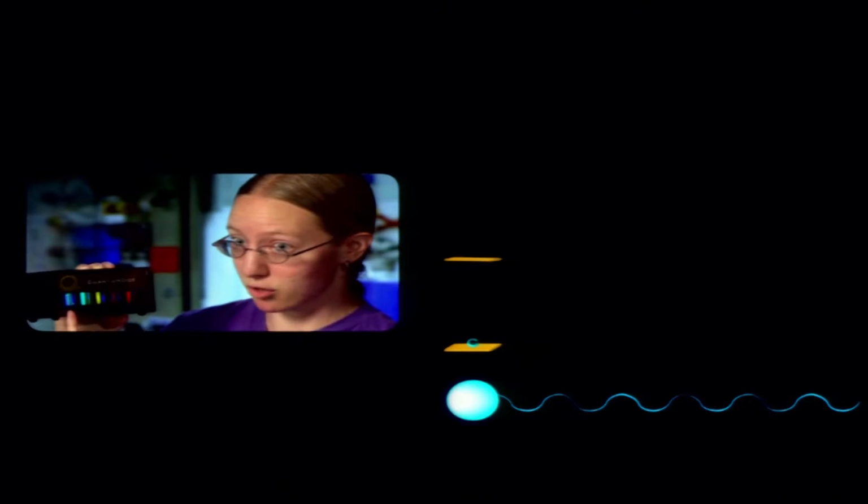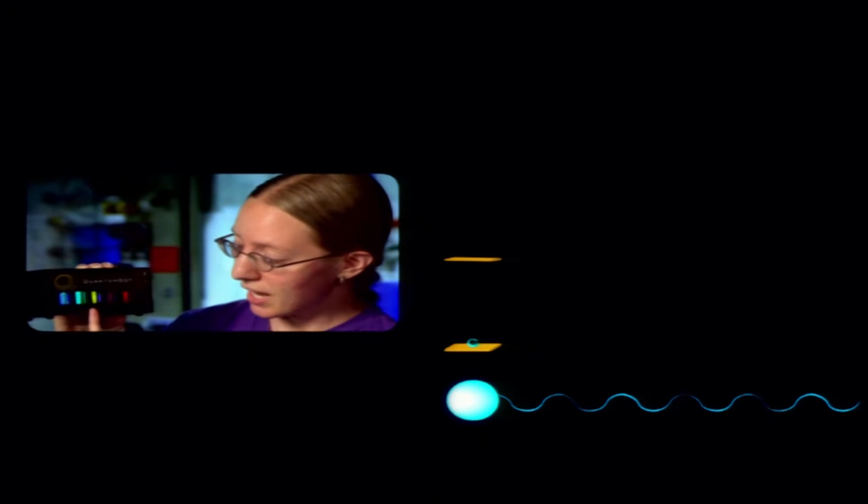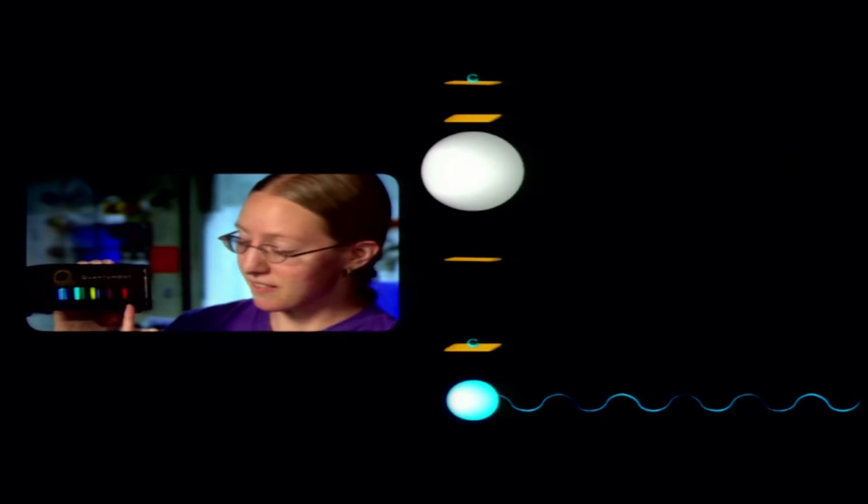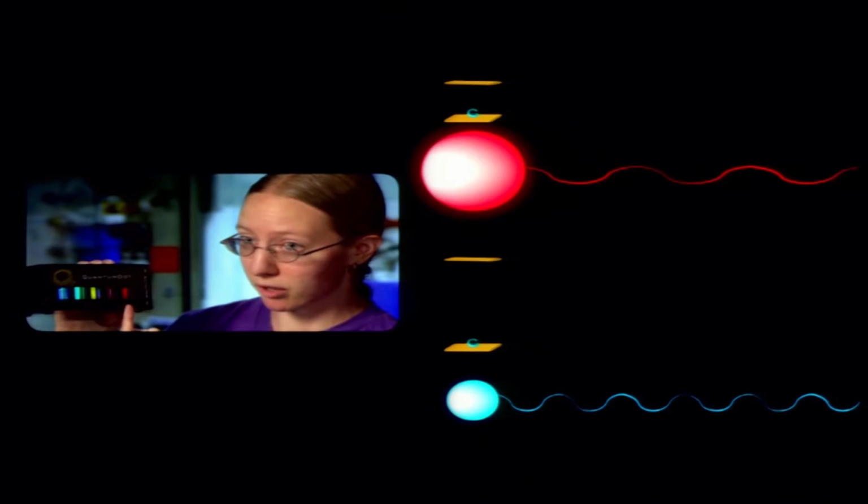The difference between the energy levels is related to the size of the dot. So in a really small quantum dot, the energy levels are far apart. So the light it emits is higher energy because there's a large energy difference between the energy levels. If we use a larger quantum dot, the distance between the energy levels is smaller, so the light it emits is lower energy, or redder.